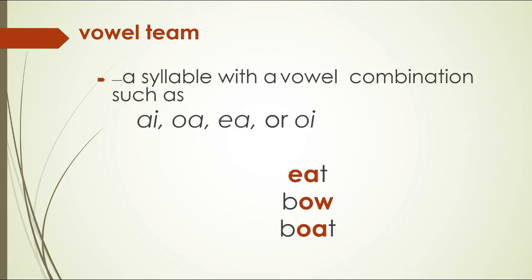Next up, we have what we call vowel combinations or vowel team. Essentially, it's exactly how it sounds. It's two vowels with one sound. So two vowels are teaming up together to make one sound together. So this is a syllable with a vowel combination. Think of it as two vowels teaming up together with one sound. And these are some of the spellings we might see, but there are others as well. A-I, O-A, E-A, or O-I. Words that contain our vowel team could be eat, bow, or boat.